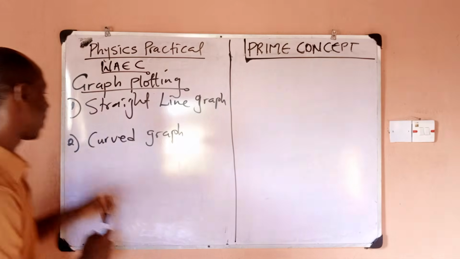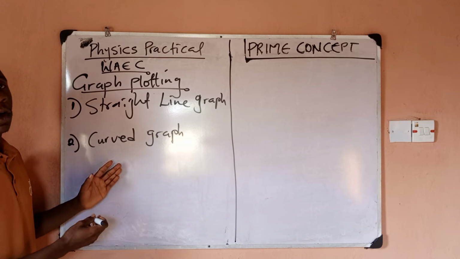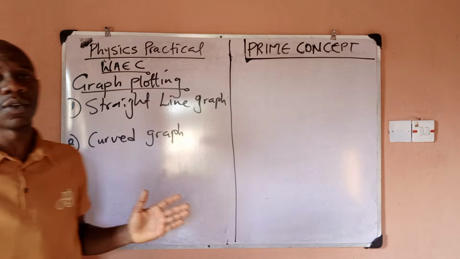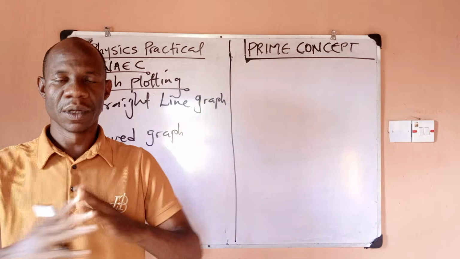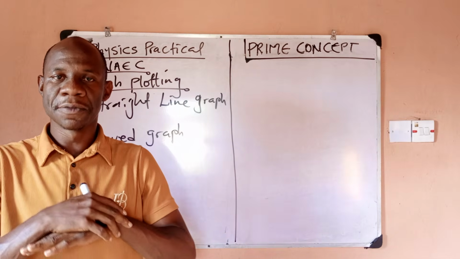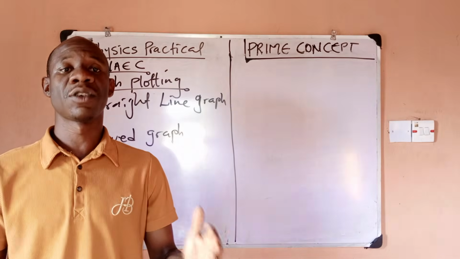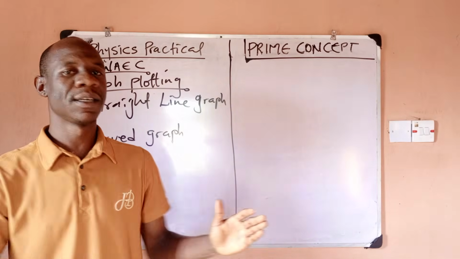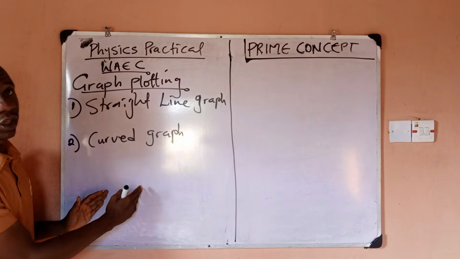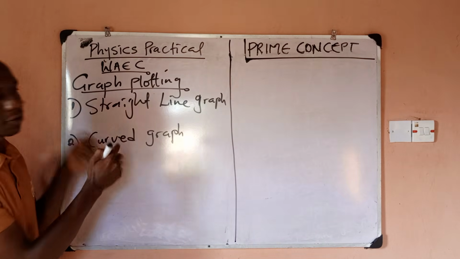Now, number 2 is a curved graph. Now, for a curved graph, the slope is not constant. So it means that you can get different slopes for your curved graph. So if you finish plotting and it is a curve, then you should be happy, because once you get your slope, it will be accepted as long as you have chosen the right scale. So these are the two types of graph you're going to meet. Let me quickly lay a little more emphasis on a straight line graph.